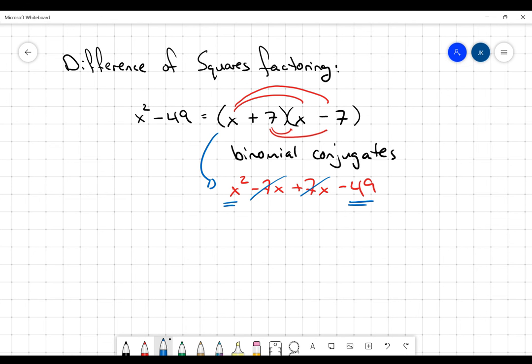So that is the pattern that we're going to be relying on as we do the next section here on difference of squares factoring.